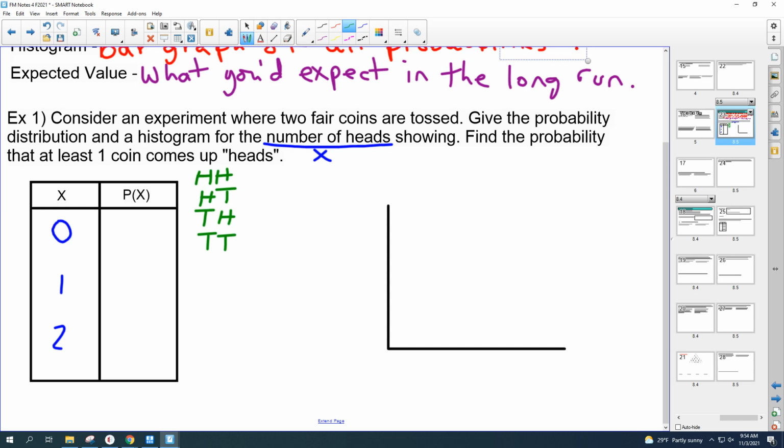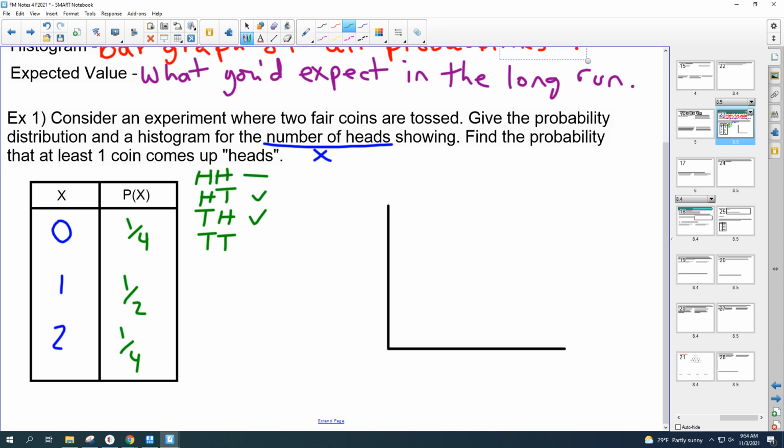So the probability that 0 heads show up would be 1 out of 4. And the probability that exactly 1 heads show up would be 2 out of 4, or let's reduce that to 1/2. And the probability that it's 2 heads is this one, 1 out of 4. That's it. That's my probability distribution. I'm showing all of the probabilities for anything that could possibly happen in this problem.